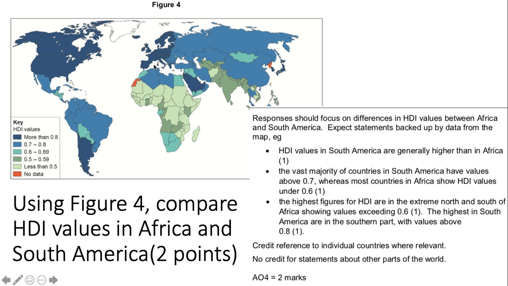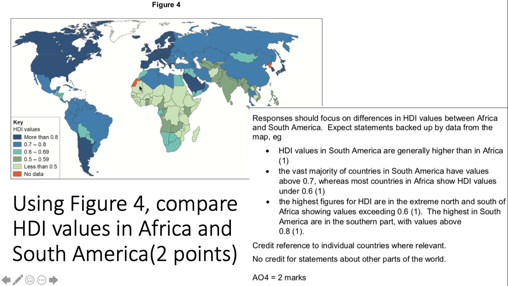So we're only looking at Africa, we're only looking at South America, and I think that almost everybody managed to identify that HDI values are higher in South America than they are in Africa. We know that because the darker blue colours represent higher HDI values. HDI is measured 0 to 1, so the higher the HDI number, the more developed a country is.